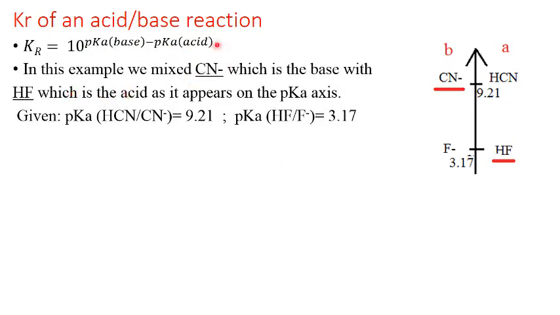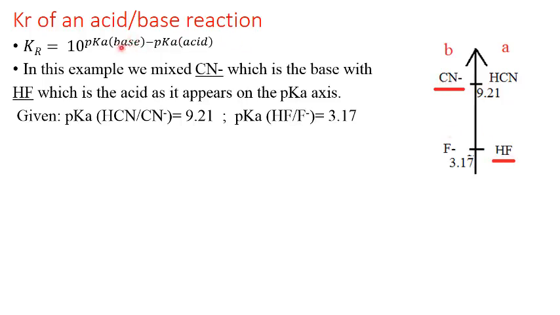Because in this example, we mixed CN minus, which is the base, with HF, which is the acid, as it appears on the pKa axis. Although I'm considering here the couple CN minus/HCN, the species present in the beaker is CN minus, which is the base, according to the way we are arranging species on the pKa axis. And this CN minus was mixed with HF. Although here I refer to the couple, the species present at the beginning is HF, and this is why I have underlined here in red, because those are the two species present in the beaker. So this will be the base, and this will be the acid.